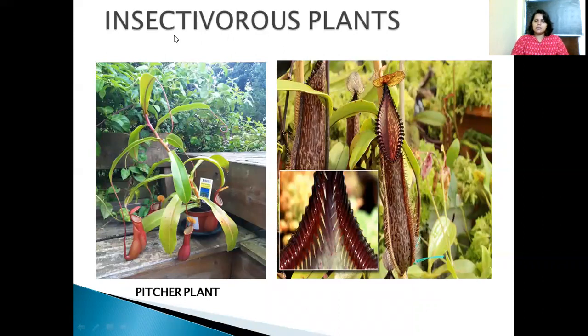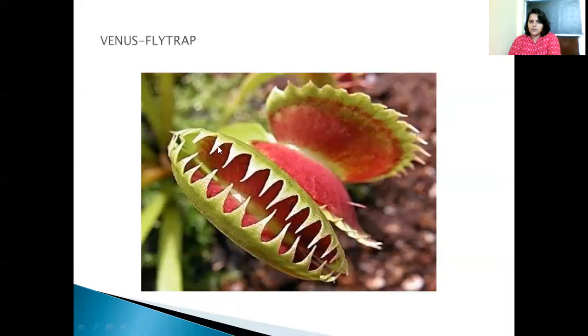Coming to the next category, that is insectivorous plants. As you can see here, they contain green leaves. It means that they have chlorophyll and they can produce their own food. But even then, they are heterotrophic plants. The reason is, generally they grow in nitrogen deficient regions. To fulfill their nitrogen requirement, they like to trap insects. The common examples are pitcher plant, Venus flytrap, and other examples like sundew.